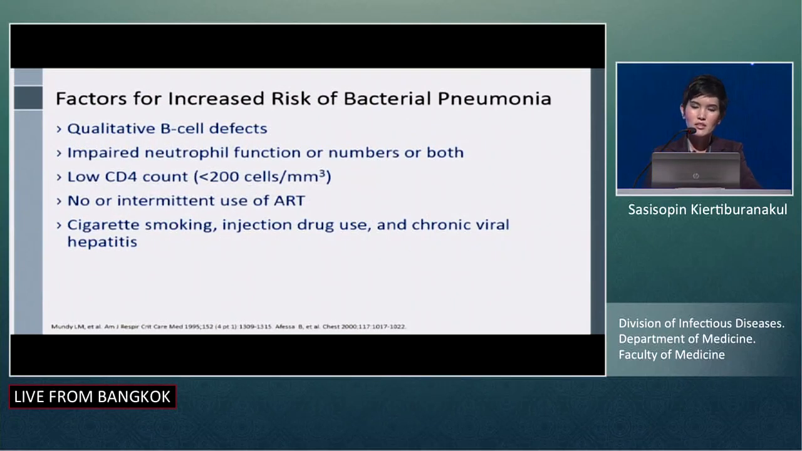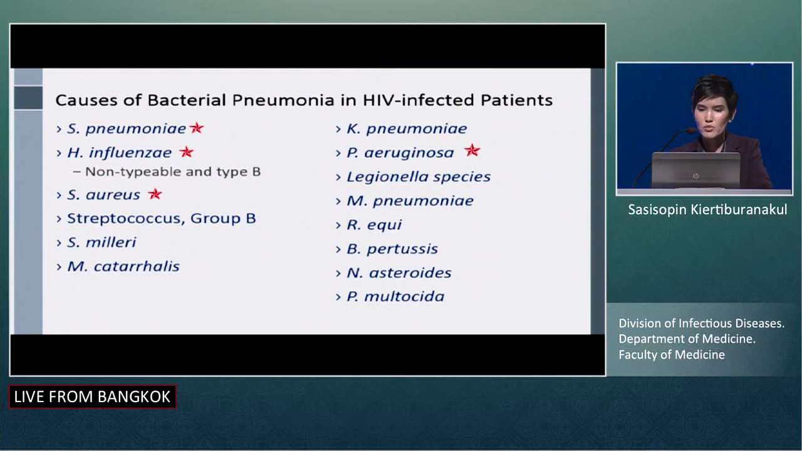What are the risk factors for HIV patients who develop bacterial pneumonia? There are many reasons, such as B cell defects and impaired neutrophil function or number. Also, the patient may have a very low CD4 cell count. Actually, in our region, in a developing country, most of the patients come to the hospital with very late presentations, and most have no antiretroviral therapy. Another factor, as for everyone, is cigarette smoking, injection drug use, and also chronic viral hepatitis. These are the causes of bacterial pneumonia in HIV infection, which is quite the same as in non-HIV infection.